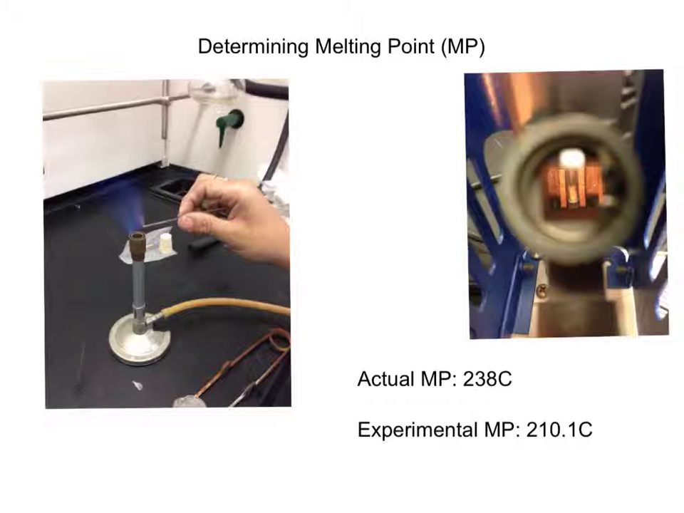I determined my melting point to be 210.1 Celsius. The actual melting point is 238. This means that there were some impurities, which is why it's melting at a lower temperature.